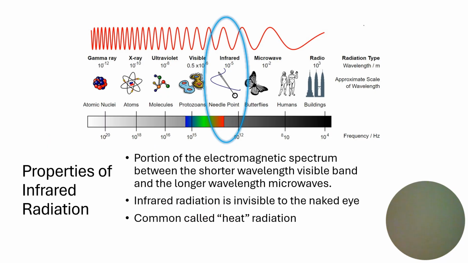But first of all, what is electromagnetic radiation and infrared radiation? Electromagnetic radiation in general could be visible light, ultraviolet, microwave, infrared, radio. But we're talking about IR, which is the electromagnetic spectrum between the shorter wavelength visible band and the longer wavelength microwave. So it's in that region. Infrared radiation is invisible to the naked eye, and it's also commonly called heat radiation.